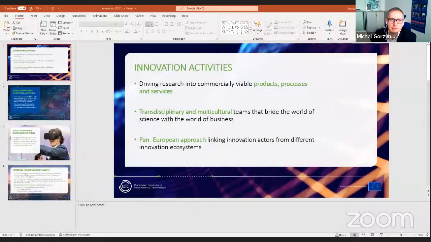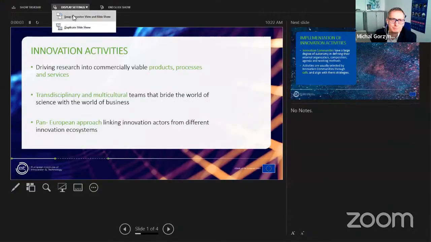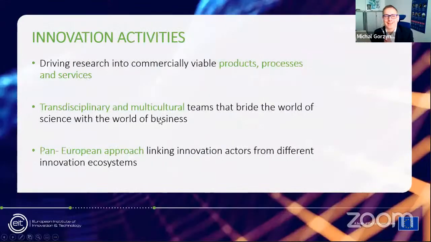Hopefully you can see it. Can you see it? Yeah, we can see it. It's perfect. Got it. Yes, super.